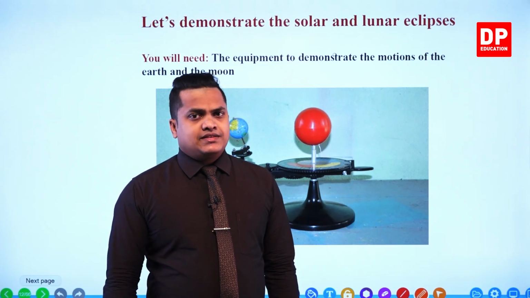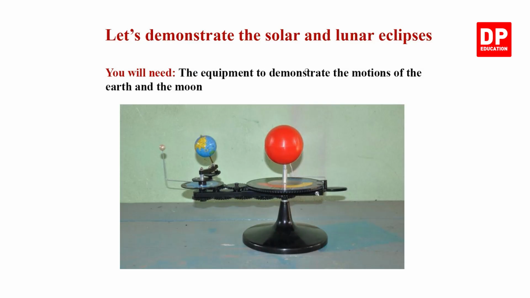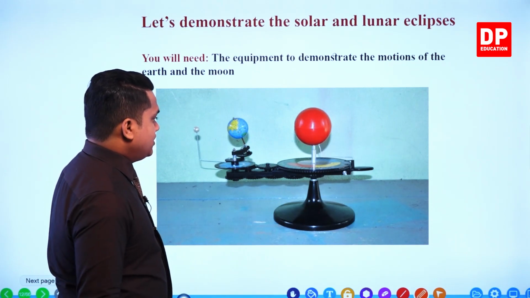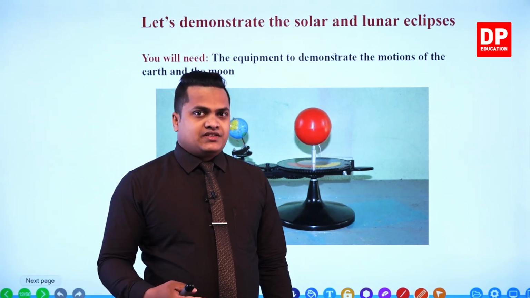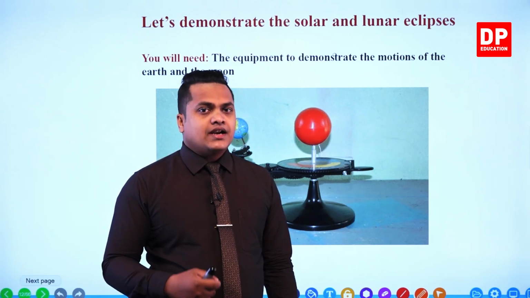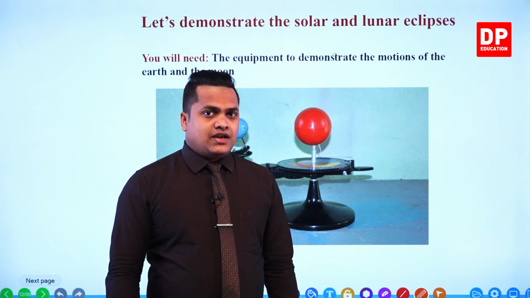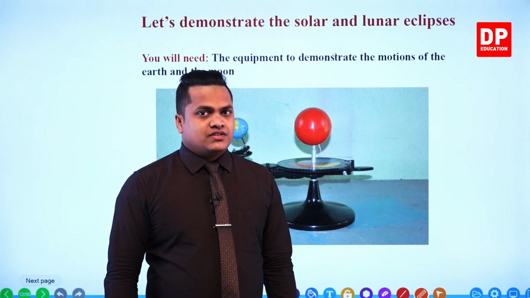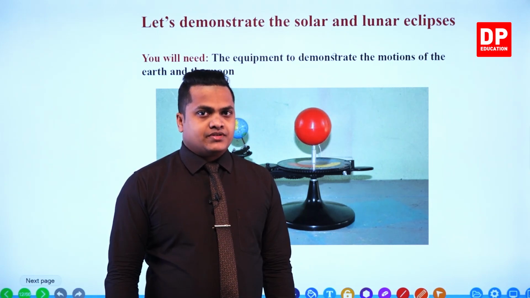So in demonstrating this, my dear children, you will be needing this special kind of instrument. You'll be needing that equipment to demonstrate the motions of Earth and the moon. Within our school laboratory, you can find this instrument. So when you are rotating one certain part, like in the earlier cases, when we were studying about solar eclipses and lunar eclipses, we studied this thing, right? So we'll be needing these instruments in order to observe the eclipses.